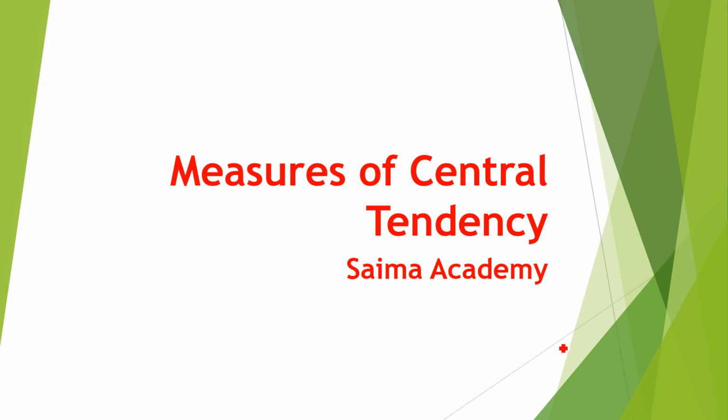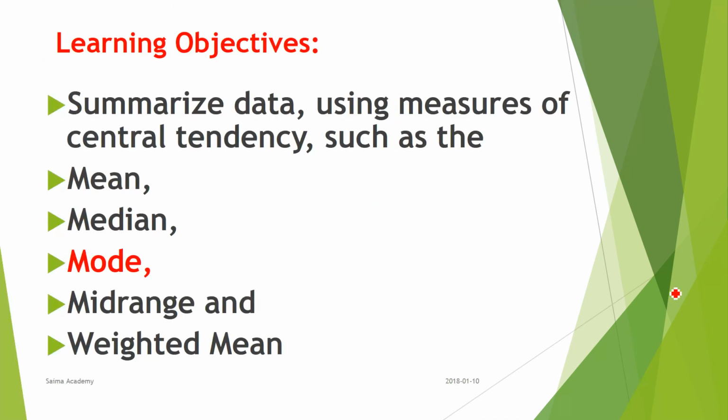This is the third lesson of measures of central tendency, and the learning objective is to summarize data using measures of central tendency such as mean, median, mode, mid-range and weighted mean. So today we are going to discuss mode. We have discussed mean and median in the first and second lessons. Now is the third lesson regarding mode.